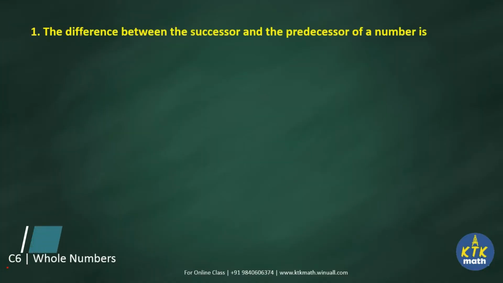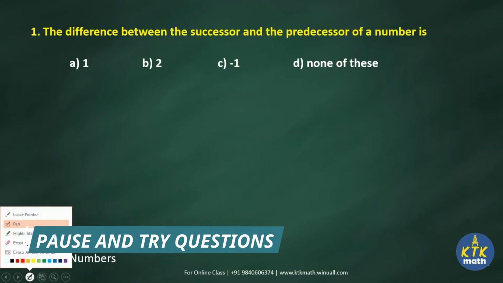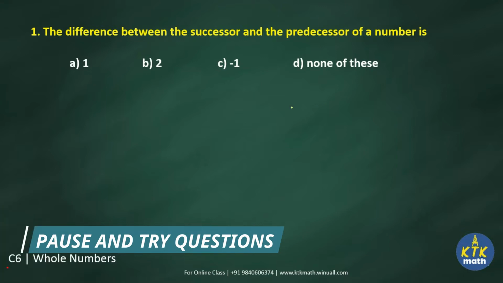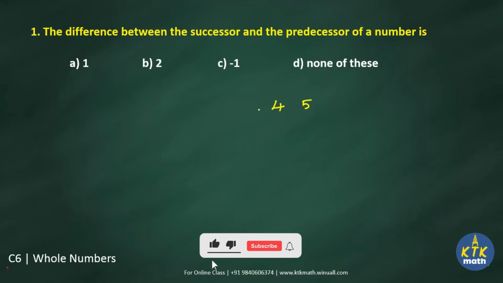Now first question, the difference between the successor and the predecessor of a number. So for any number, what would be the difference between successor and predecessor? That's what they are asking here. For any number, for example, you just choose 5 or 4. What is the successor of 4? It's going to be 5 and the predecessor of 4 is 3. So the difference between these two numbers is going to be 2.